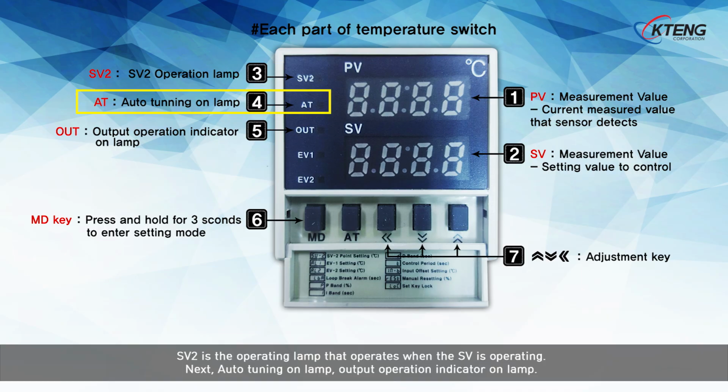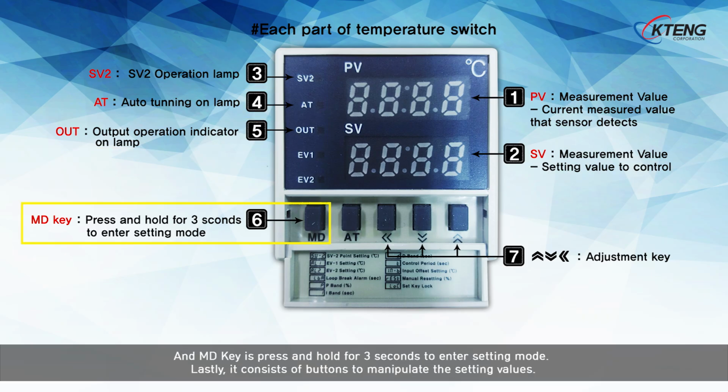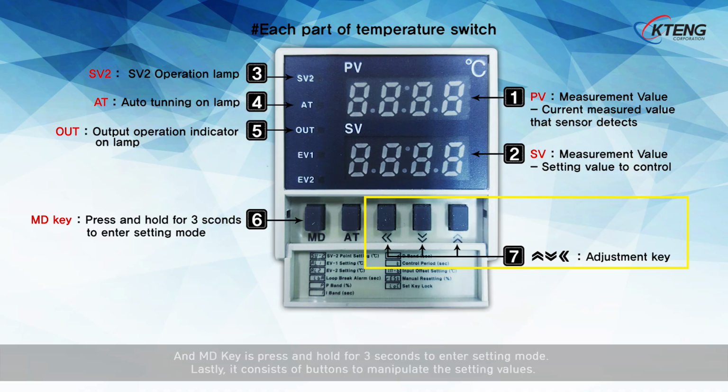Next, the auto tuning on lamp and the output operation indicator on lamp. And the MD key is pressed and held for 3 seconds to enter setting mode. Lastly, it consists of buttons to manipulate the setting values.